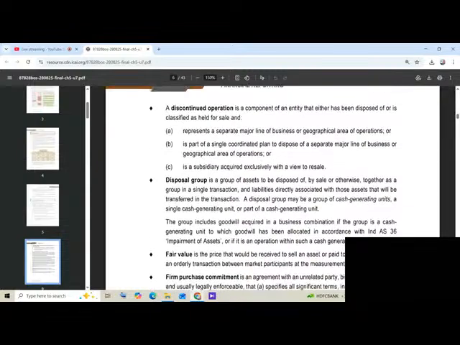Disposal group is a group of assets to be disposed of by sale or otherwise together as a group in a single transaction, and liabilities directly associated with those assets that will be transferred in the transaction. A disposal group may be a group of cash generating units, a single cash generating unit, or part of a cash generating unit.